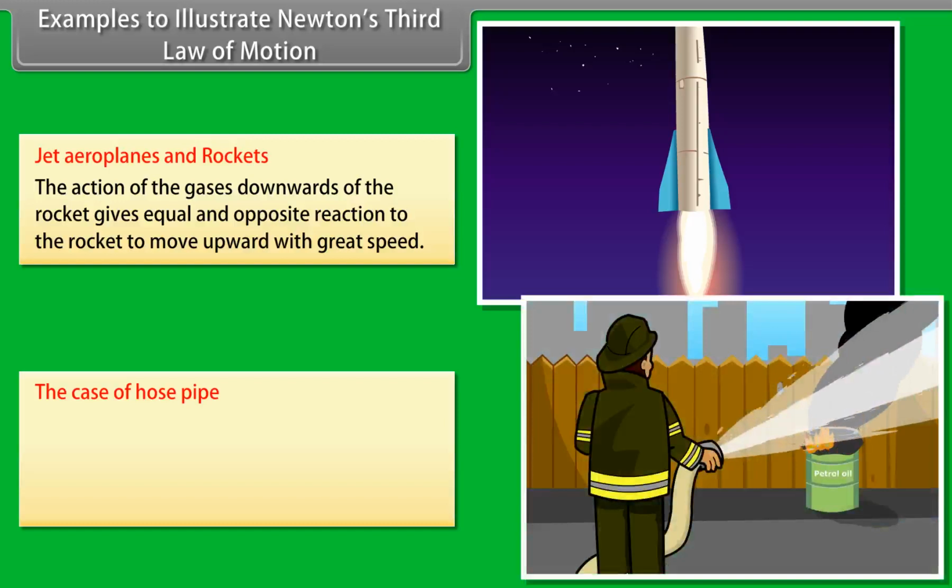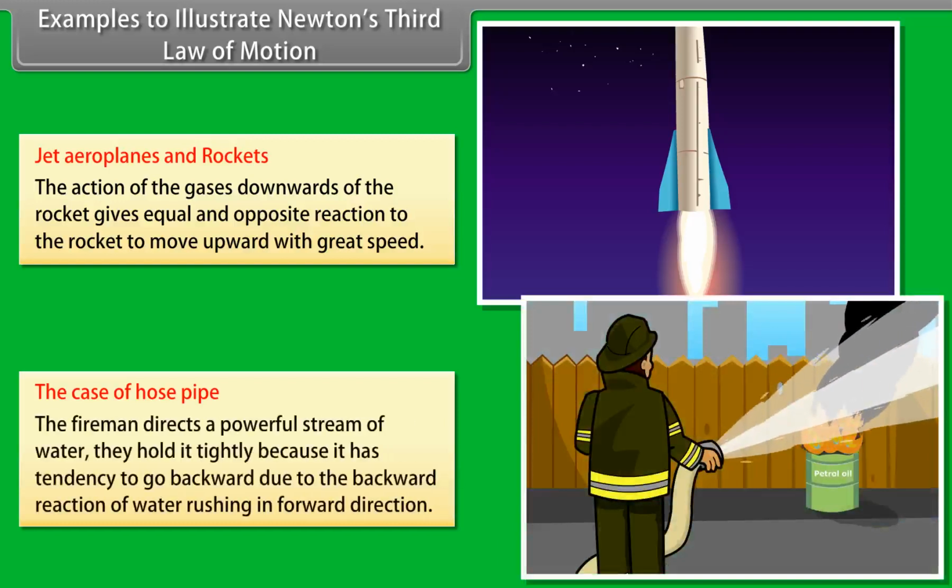The case of the hose pipe. The fireman directs a powerful stream of water. They hold it tightly because it has a tendency to go backward due to the backward reaction of water rushing in the forward direction. Law of conservation of momentum.